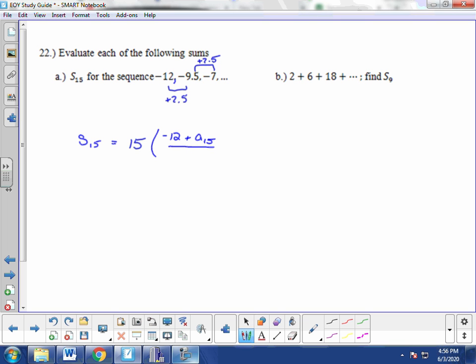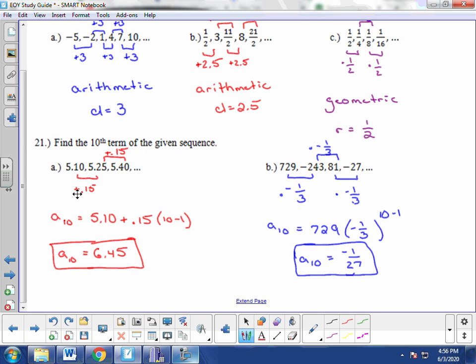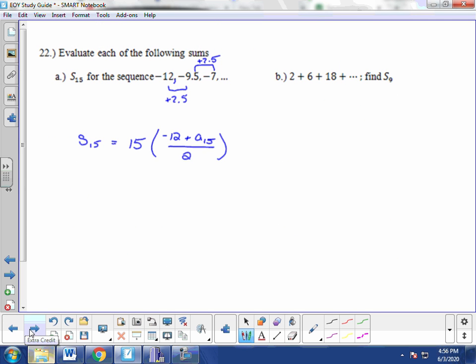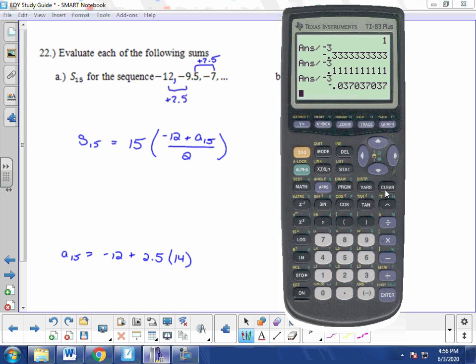Basically, you take 15 times the average of the first and last terms. Now, what we don't know is the 15th term here. So in order to find the 15th term, we have to do what we did in 21a. So a sub 15, the 15th term, is going to be -12 plus 2.5 times 14. You could substitute that into the fraction if you wanted to, but I could also do this separately and then put in the answer.